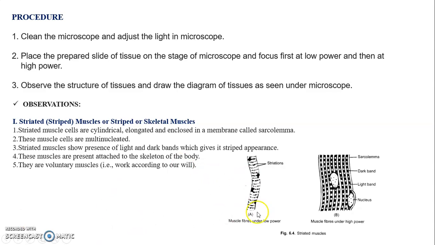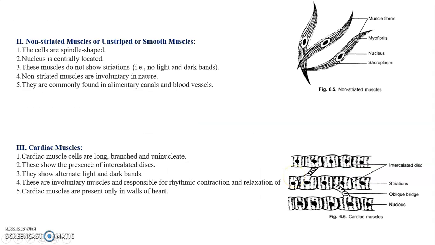This picture shows how striated muscle fibers look under the microscope. These are the various characteristics of striated muscles. There are light and dark bands, which give the striated appearance to this kind of muscle, and this is called the nucleus, and one muscle cell can have multiple nuclei. That's why they are multinucleated.